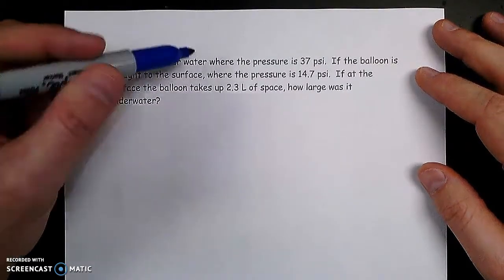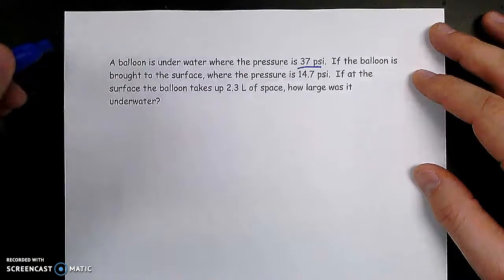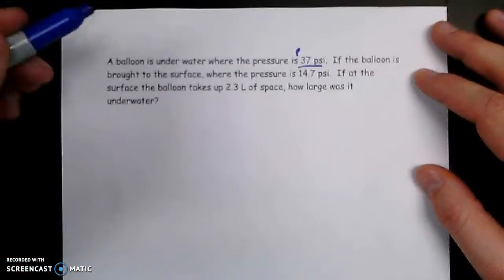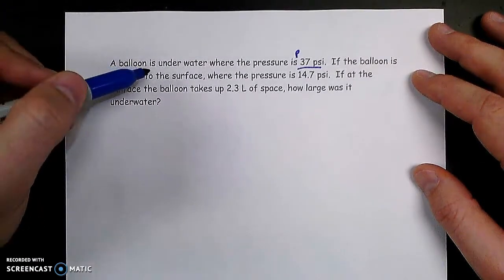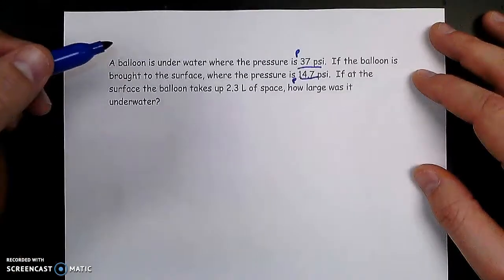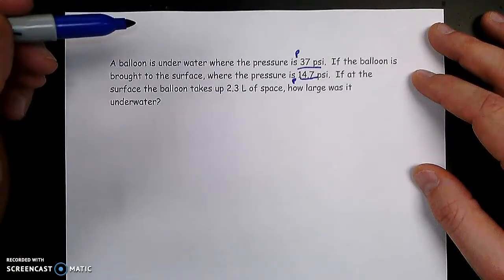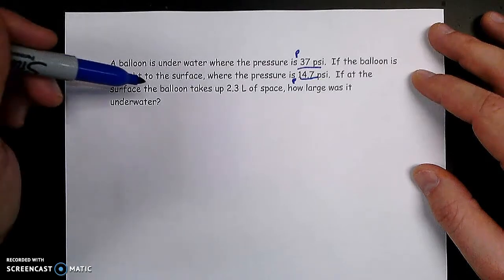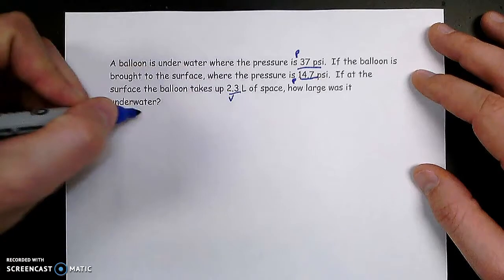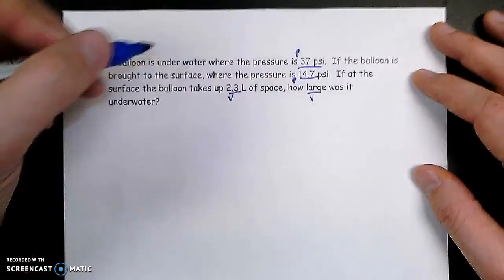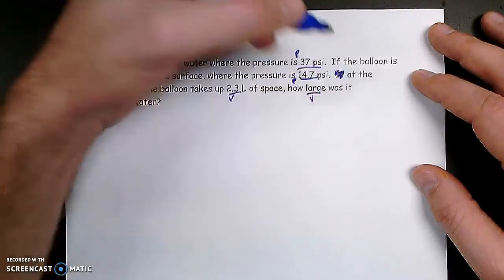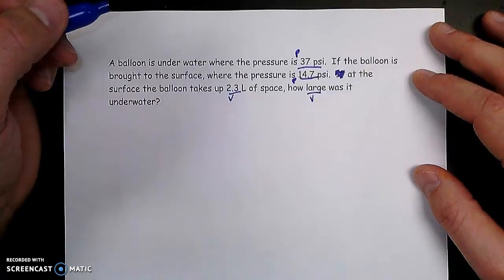A balloon is underwater where the pressure is 37 psi, right? That's a pressure. I like to label those as I'm going through the problem if I can. If the balloon is brought to the surface where the pressure is 14.7 psi, so now we've got a change in our pressure. If at the surface the balloon takes up 2.3 liters of space, how large was it underwater? So now here we've got a volume, and we're asking about how large another volume. So we've got some pressures and some volumes changing. And we've got some more grammatical stuff that's not great there, but I'm not an English teacher.